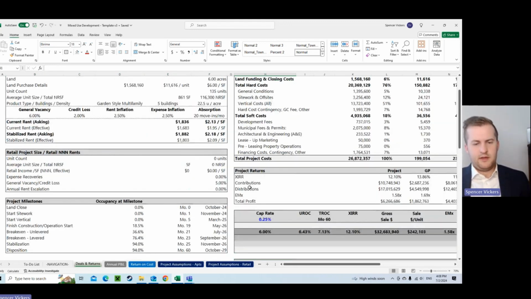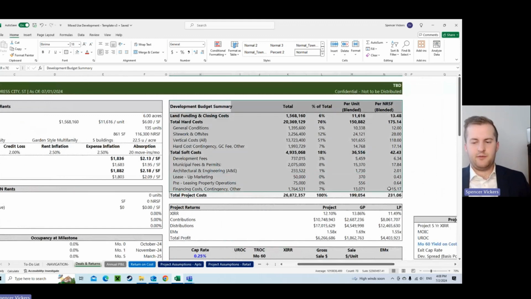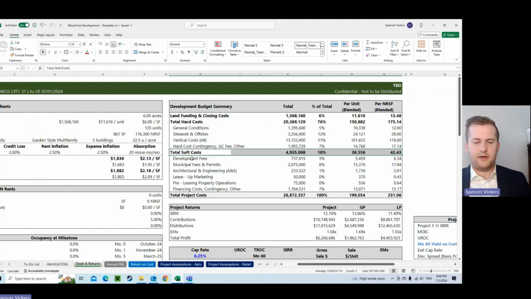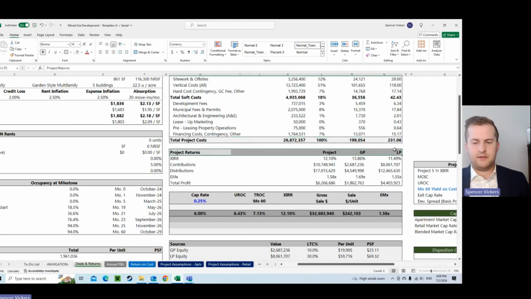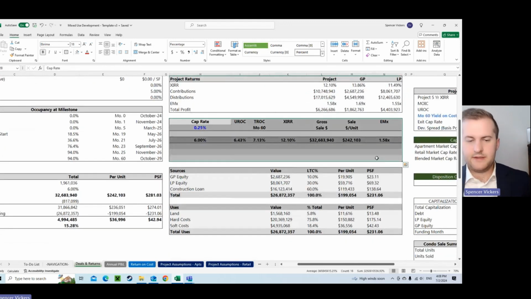Coming up here, you've got development budget summary. So you've got land funding and closing costs, hard costs and a breakdown, soft costs and a breakdown, and then total project costs. Project returns. So this breaks it up between the project level, the general partner, and the limited partners. This is a cap rate sensitivity summary.